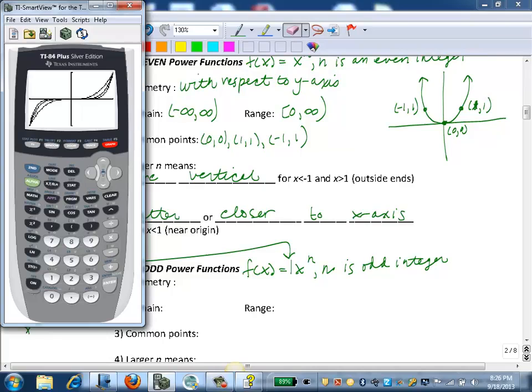So they're all the same shape, just like all the even power functions are parabolas, all the odd power functions are that same snake shape, and the same thing happens as you zoom in near the origin. It gets flatter or closer to the x-axis. So if I zoom back out to a standard viewing window, there's x cubed, there's x to the 5th, and there's x to the 7th. So just like the even power functions become more vertical on the ends, it's the same for the odd power functions.